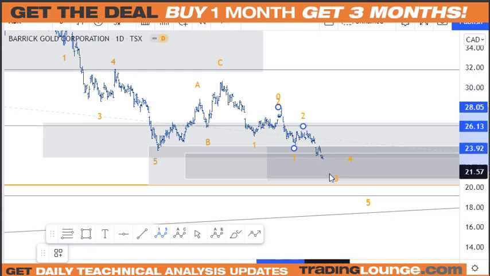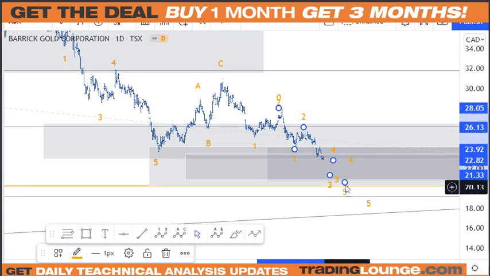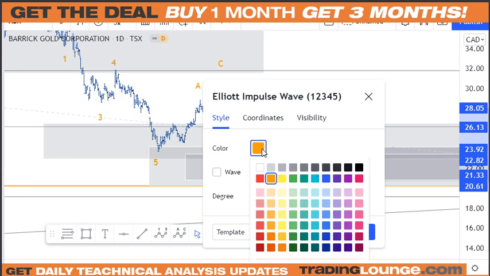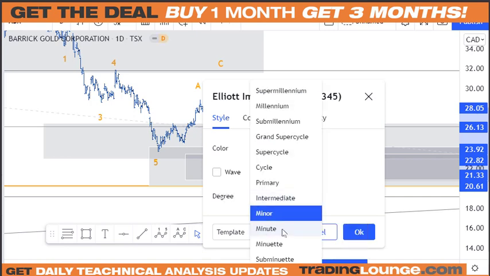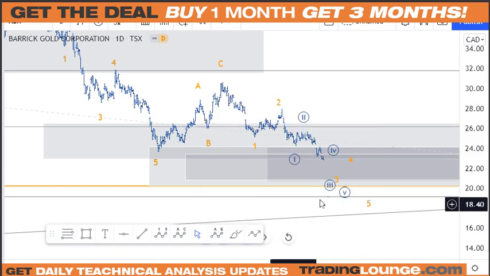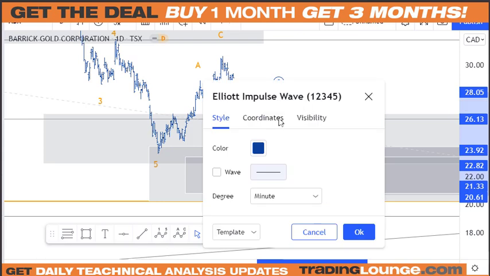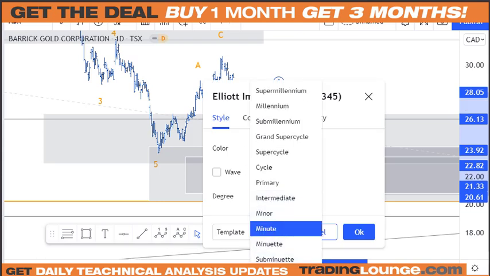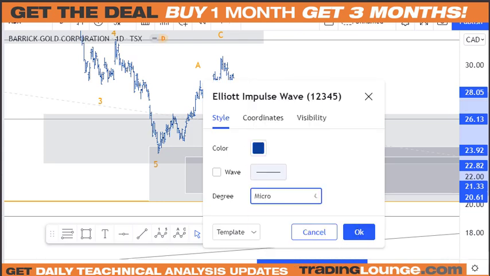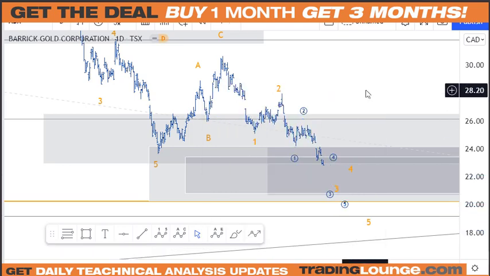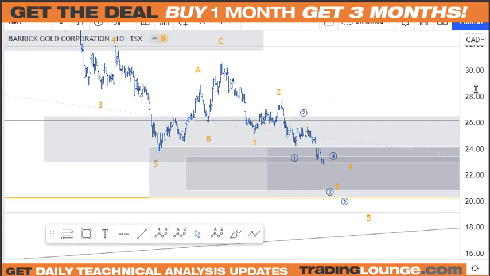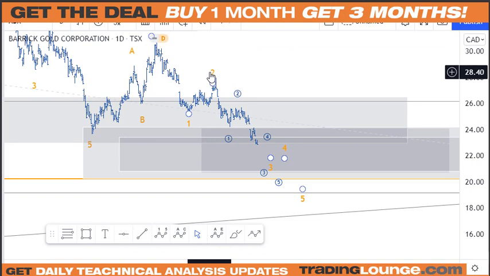I'll have to change this, just give me a second. Make that blue, degree, minute, 1 degree smaller. You know what I'll do? I just won't put them as minute, I'll just put them as micro. That will just be a little bit more visually pleasing, a bit more acceptable. I don't know why they do that. Can't edit those things.